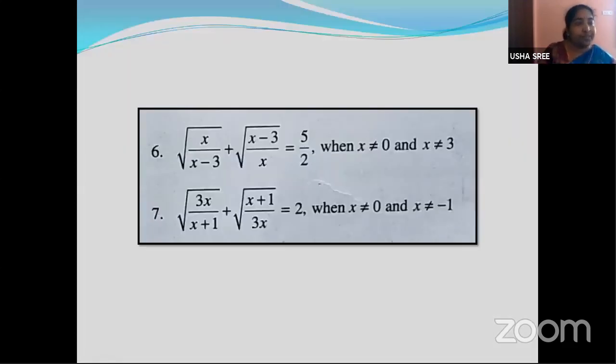Now here are some practice problems, children. You can please take a screenshot and try out the problems on similar grounds. Now, if you observe your 6th and 7th questions, like what we have seen in the example, the first term is root of x by x minus 3, isn't it? Whatever fraction you have for the first term, in the second term, it is reciprocated. So, if this term is taken as k, this term should be 1 by k. Likewise, in the next problem also, it is on similar grounds only.